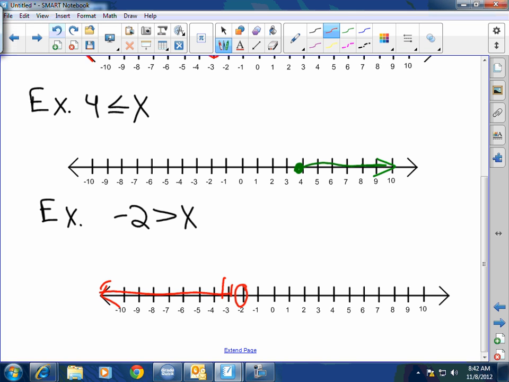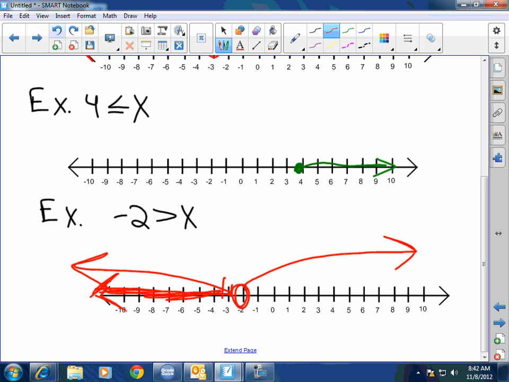x is less than negative 2. When you go to the left, you're going less than. When you go to the right, you're going greater than. So this is x is less than negative 2. Open circle on the negative 2 and go to the left.